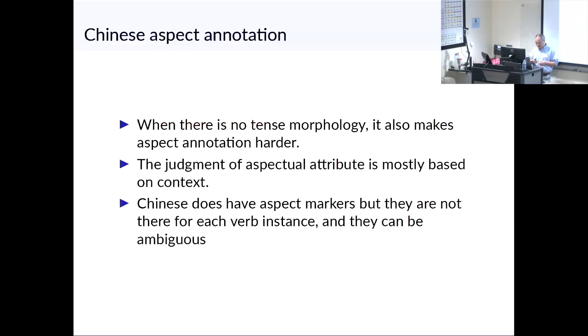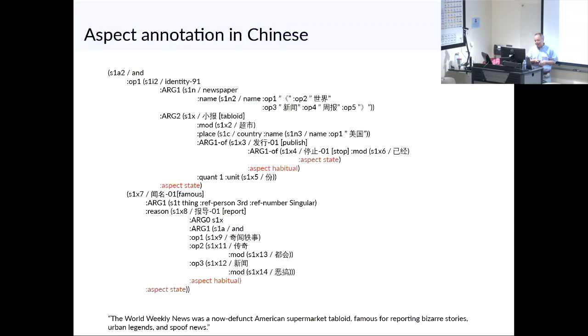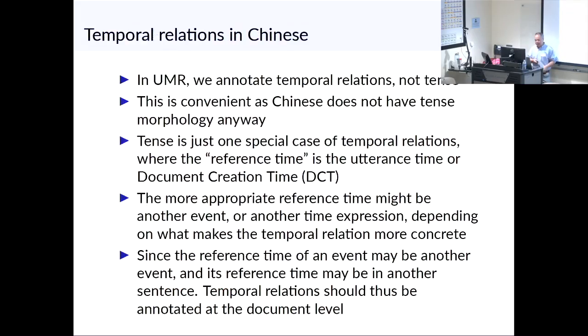When there is something you can see there, it's a lot easier. When you tell people that actually there is this thing that's habitual, but you don't see the marker for it, that's just harder for them to get. So there's more training needed on the part of the annotators. Okay, so finally, temporal relations.